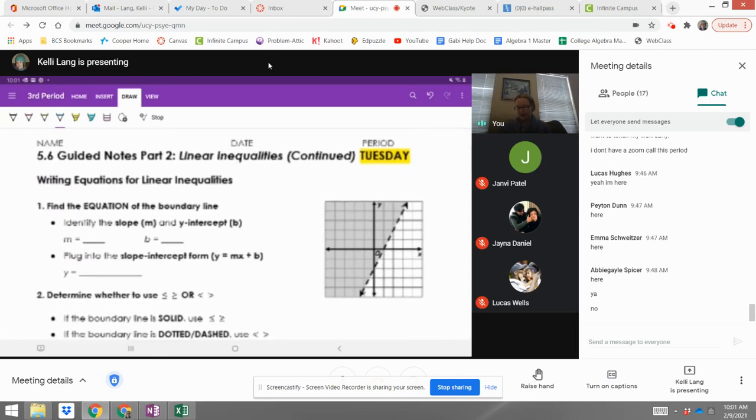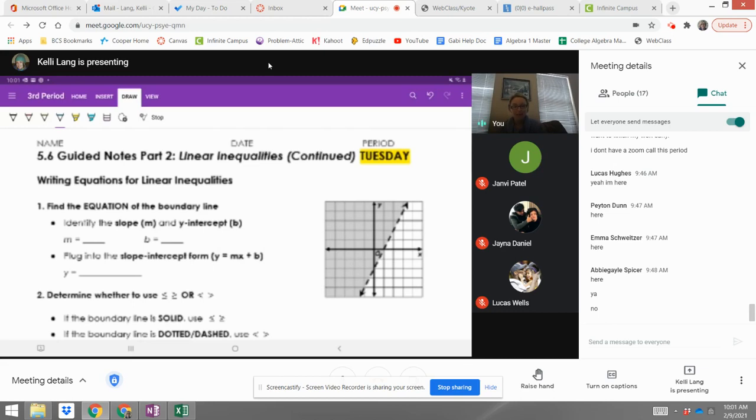This is 5.6 guided notes part 2. We've talked already about going from a formula into a picture of a graph. That's what we just did. Now we're going to do the opposite. We're going to go from a picture of a graph into a formula. So let's assume we're given a picture, like the one on the right-hand side of your screen.